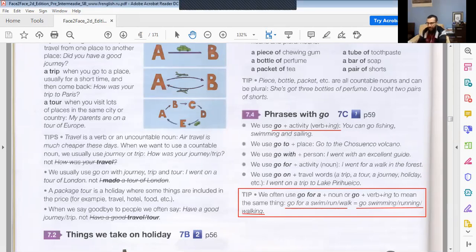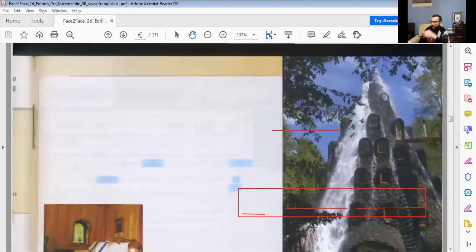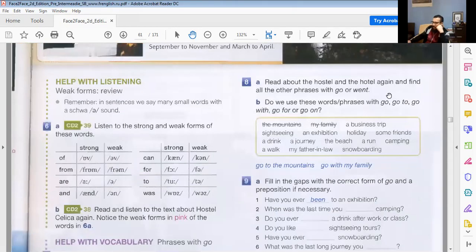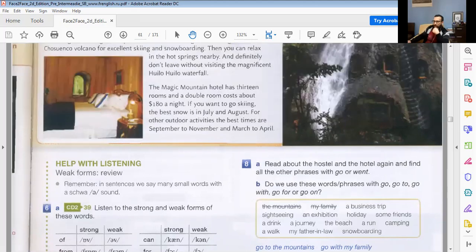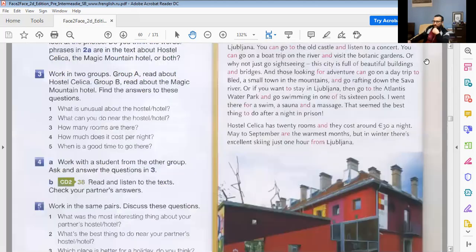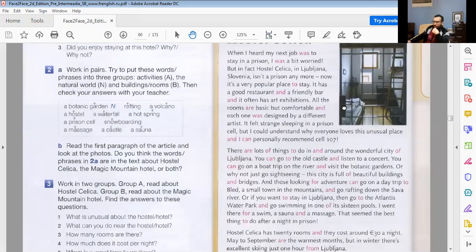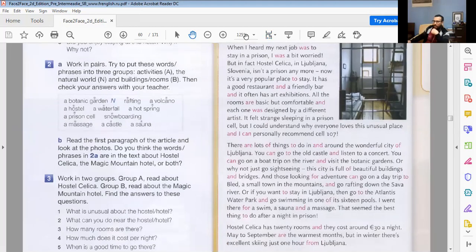So we can go back and we can do our next exercise. So here in exercise number 8, let's take a look. It says read about the hostel and the hotel again and find all the other phrases with go or went. Then it says do we use these phrases with go. All right, let's do the first part. This is the easy part of the question. We just want to find all the expressions using go, and we just want to underline them, okay? So if you find an expression or a phrase with go, just let me know, and I will underline it for you. So let's start here.